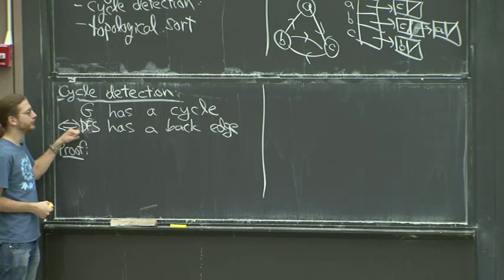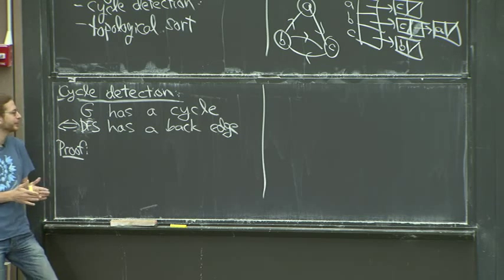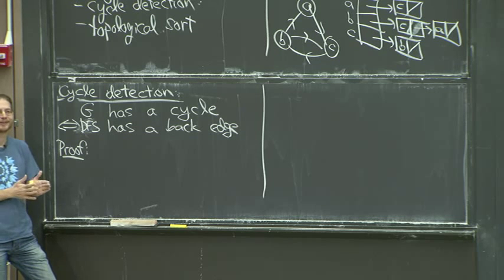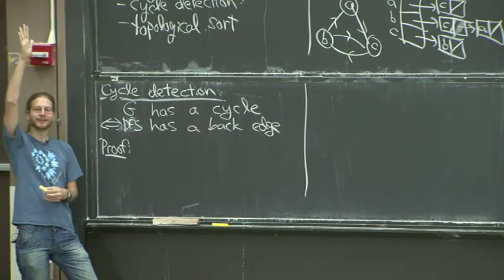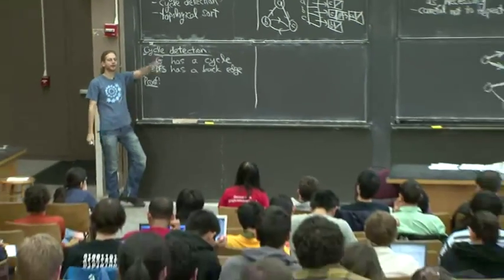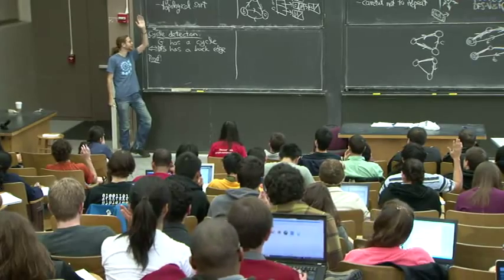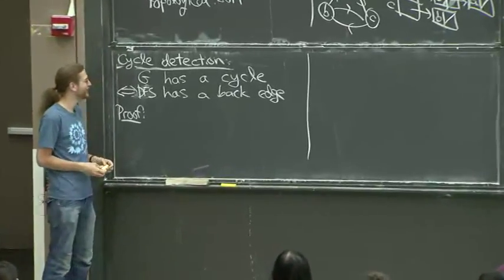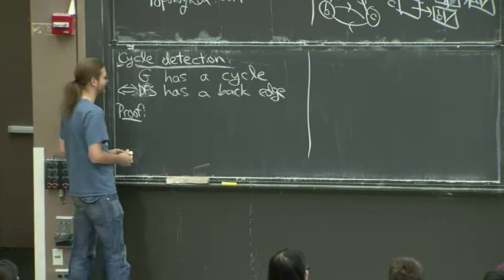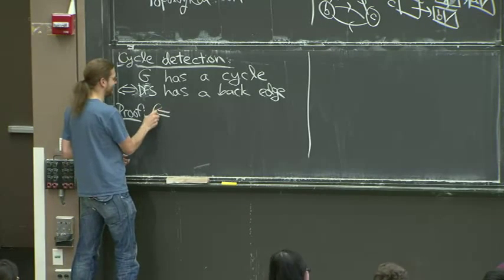What do you think is the easy direction to prove here? Left or right? To more democracy. How many people think left is easy? A couple. How many people think right is easy? A whole bunch more. I disagree with you. I guess it depends what you consider easy. Let me show you how easy left is.